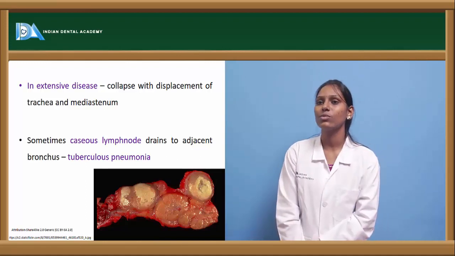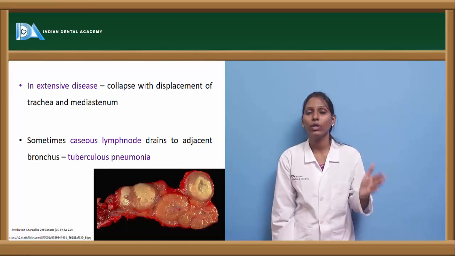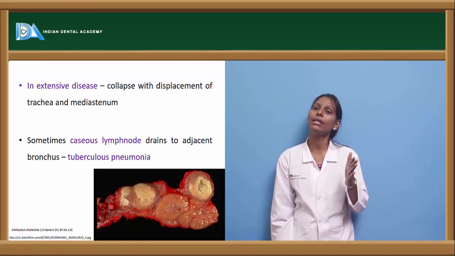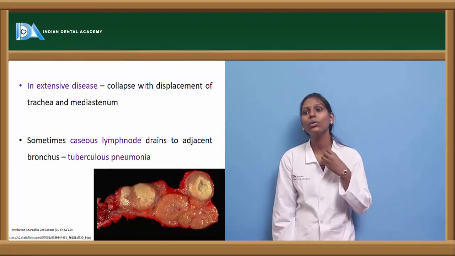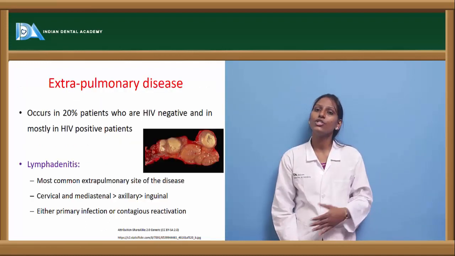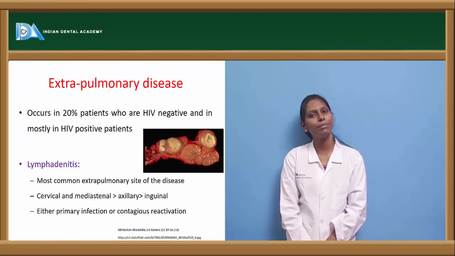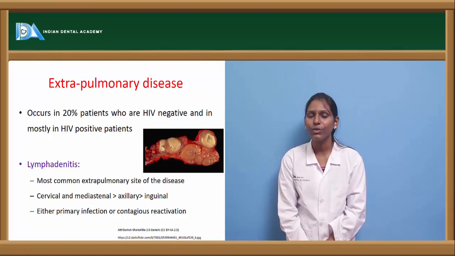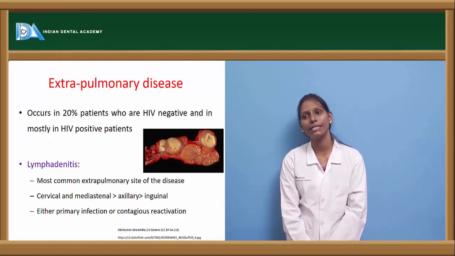In extensive disease, what happens? There will be collapse with displacement of the trachea and mediastinum. Sometimes a caseous lymph node will drain to an adjacent bronchus, resulting in tuberculous pneumonia. Coming to extrapulmonary disease, it usually occurs in 20% of HIV negative patients, and is seen mostly in HIV positive patients.